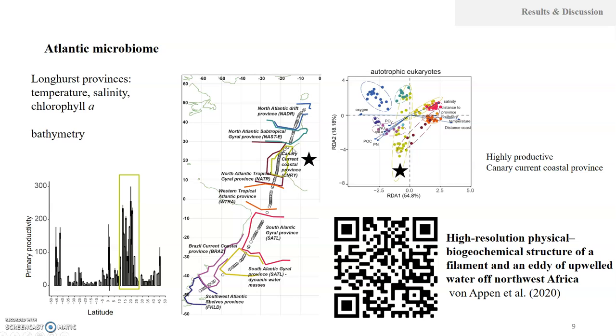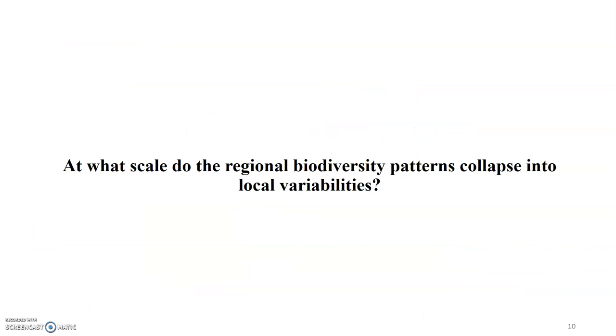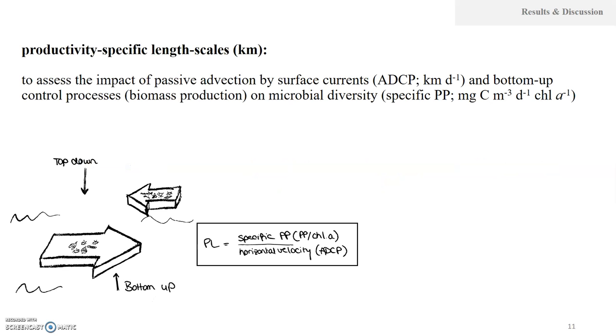So the spread in the beta diversity raises the question, at what scale do the regional biodiversity patterns collapse into local variabilities, or are we just sampling an ecosystem patch? From the perspective of a microbe in the ocean, you are constantly advected by currents. Thus, changes in the environment can act top-down on microbial growth and sustain or not sustain a species population. On the other hand, due to their fast generation rates, populations can rapidly adapt to new environmental conditions and thus react bottom-up.